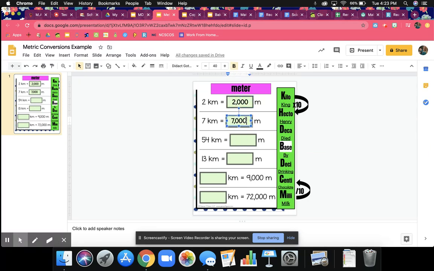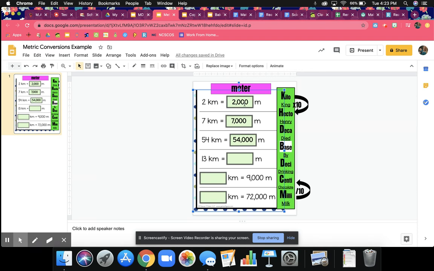Now we have 54 kilometers. So again, we are going to start at that kilometers. So we have 54 times 10, add a 0, that gives us 540. 540 times 10, add a 0, that gives us 5,400. 5,400 times 10 gives us 54,000. So there are 54,000 meters in 54 kilometers.